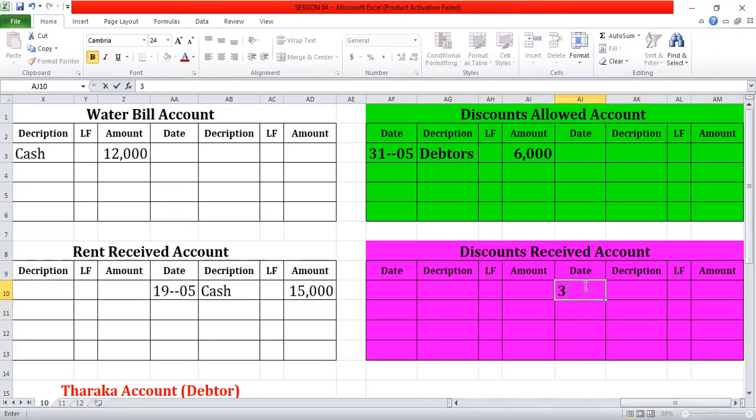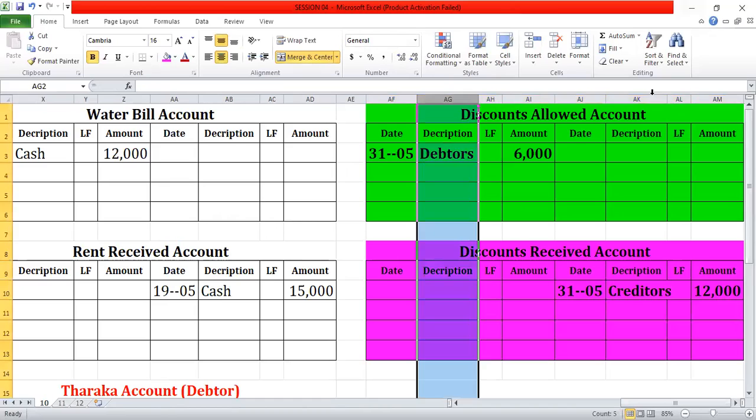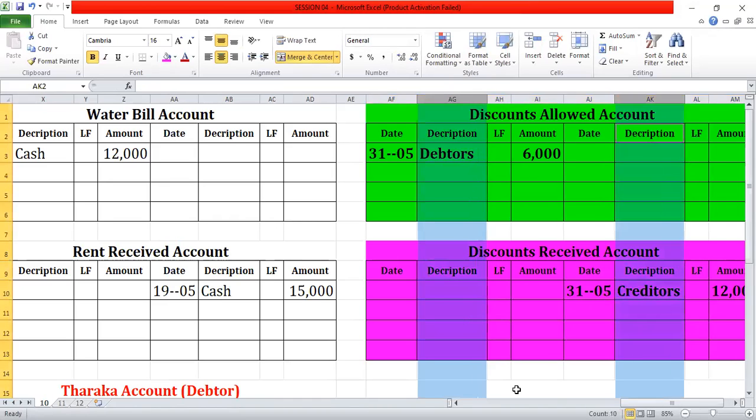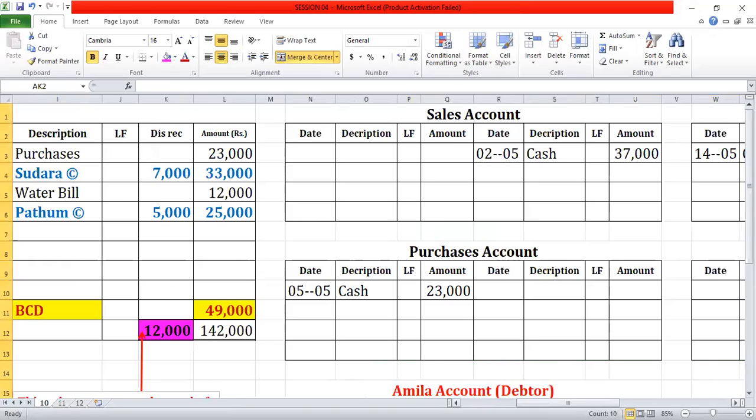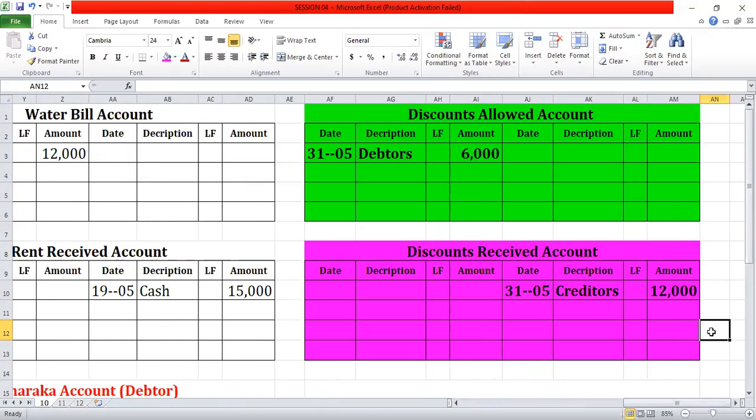On 31st of May, we have received discounts value 12,000 from creditors. මතක ඇතුව ඔකෝම ලියන්න ඕනේ ළමයි. Right? And please concentrate on the date of the transaction being recorded in the ledger. It is at the end of the month. End of the month. Do we understand each other?